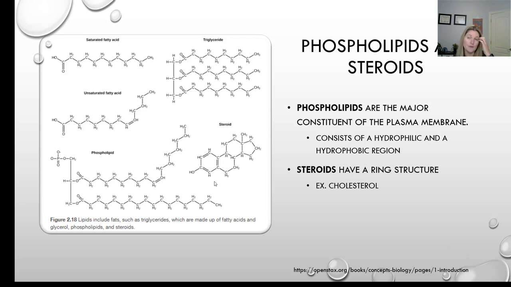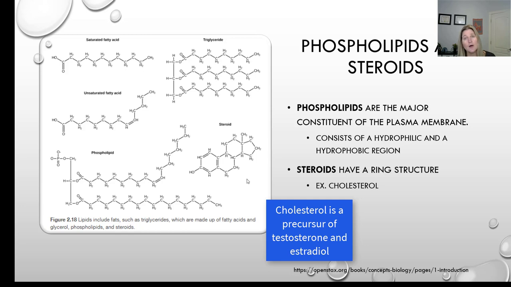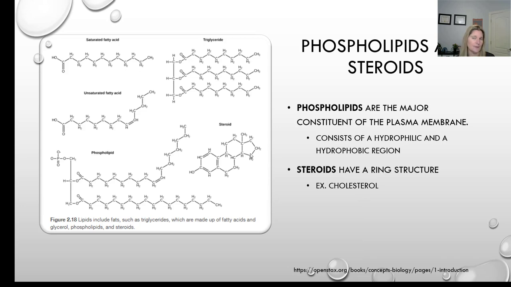So cholesterol, as we talked about earlier, is an important component of our blood that could potentially lead to heart disease if we have too much of one, too little of the other. But cholesterol actually has a lot of importance as a precursor hormone. So our sex hormones like testosterone and estradiol are cholesterol based. Okay, so they look very similar to this structure, but they have some additional functional groups to them.